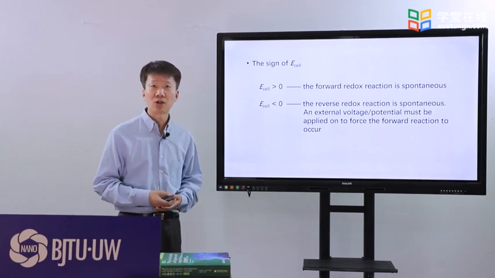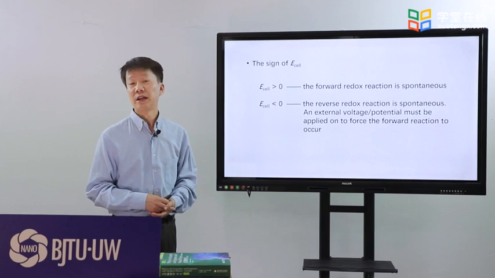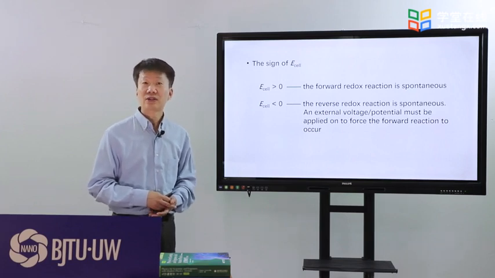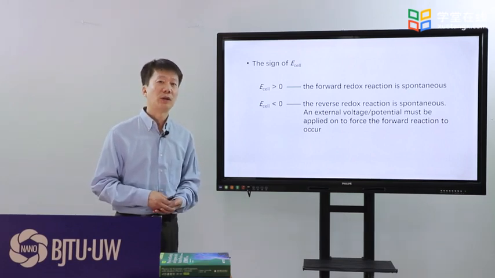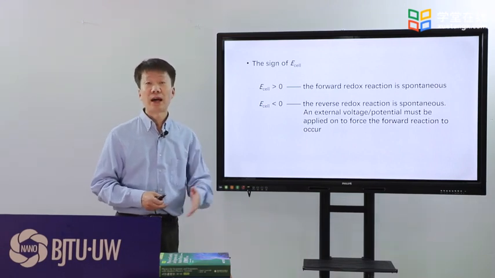If E cell is larger than 0, it indicates that the forward redox reaction is spontaneous. If E cell is less than 0, it means the reverse reaction is spontaneous. An external voltage or potential must be applied to force the forward reaction to occur.